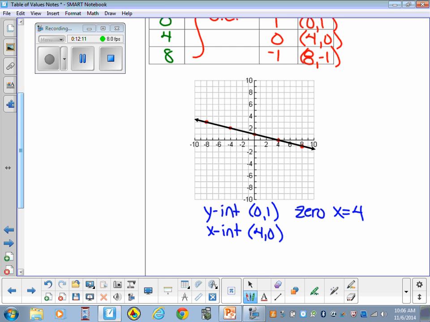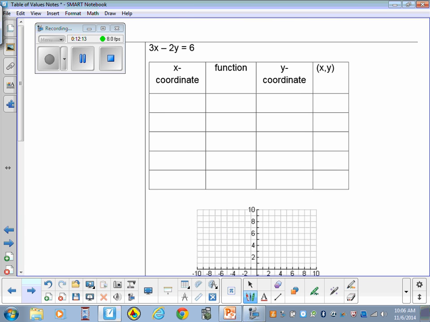All right, let's look at the next one. Oh, goody. It's not in function form. Makes you use your Unit 2 literal equation skills. That always makes me happy. So 3x minus 2y equals 6.